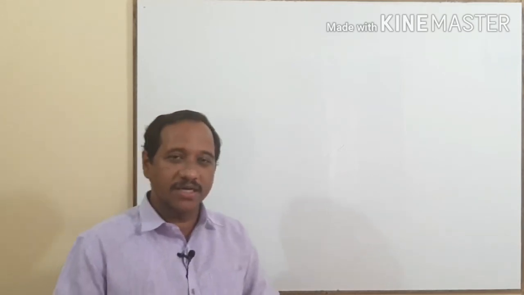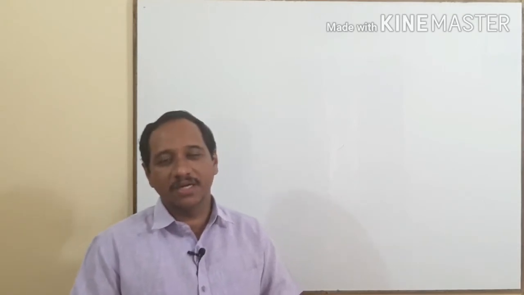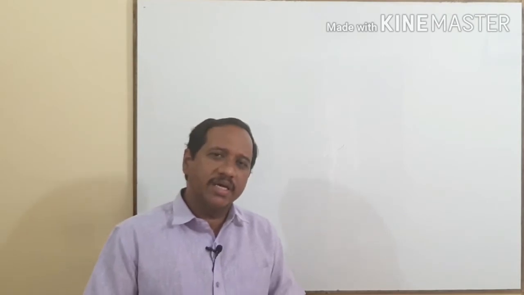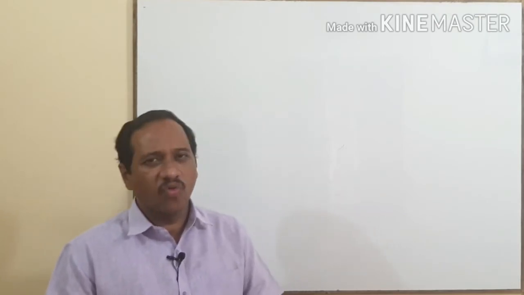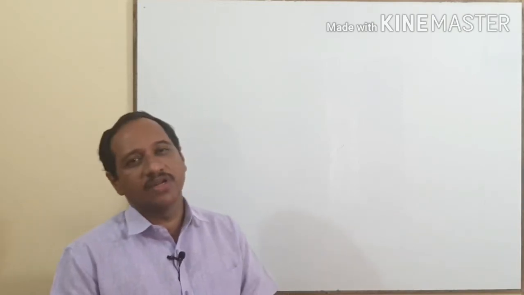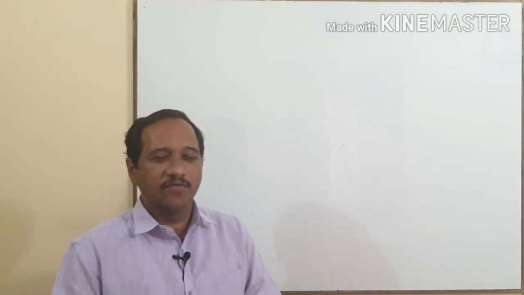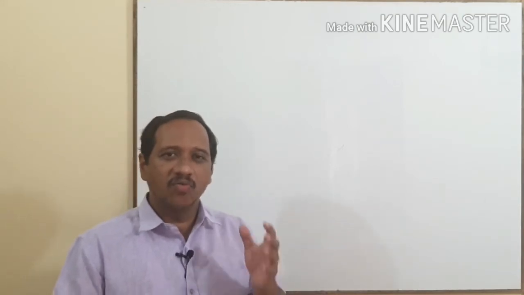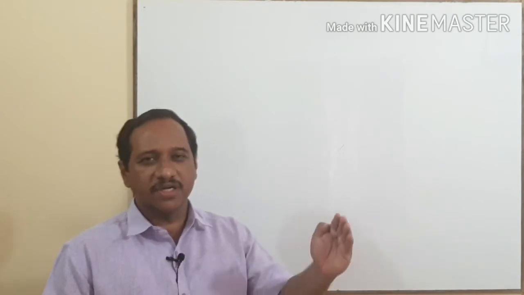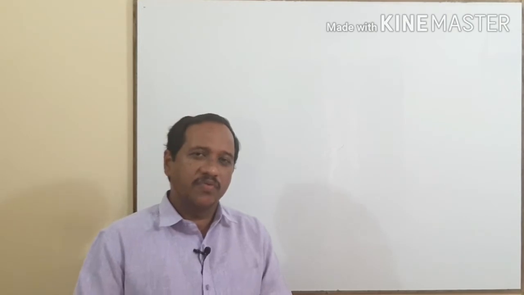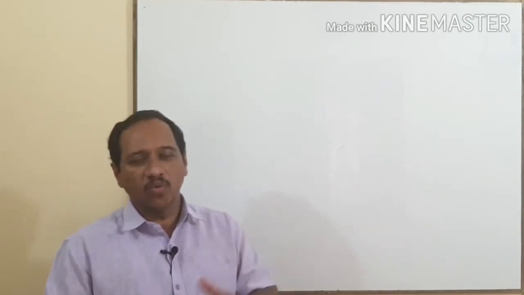Today we are going to start a new lesson, that is chapter number 4, linear equations in two variables. In today's class we will cover what is a linear equation in two variables, what is the standard form of a linear equation in two variables, what is the solution of a linear equation in two variables, and what is the graphical representation of a linear equation in two variables. So, we are going to discuss one by one in detail.